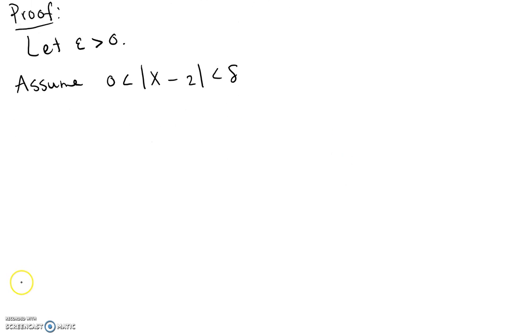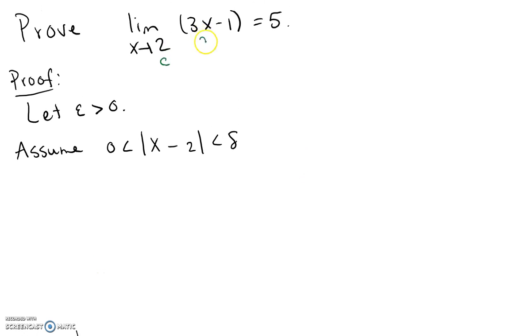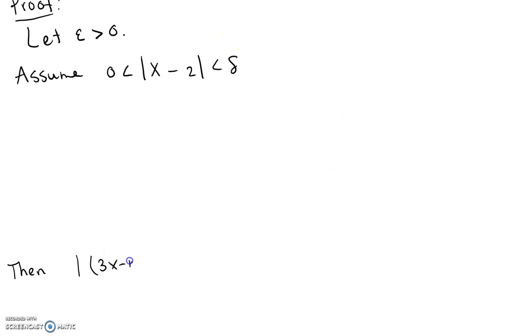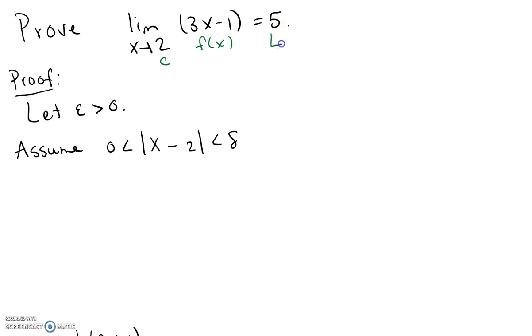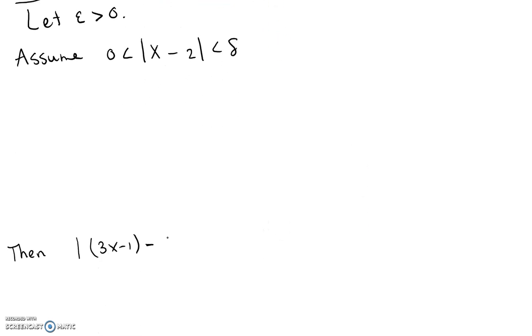And we know that eventually what we want to prove is something along the lines of this. We want our f of x minus L. So in this case, f of x is the 3x minus 1, and the L is the 5. So f of x minus L would be 3x minus 1 minus 5. Absolute value is less than epsilon. So that's our goal. So after that, we will be able to say, therefore, the limit as x approaches 2 of 3x minus 1 equals 5.